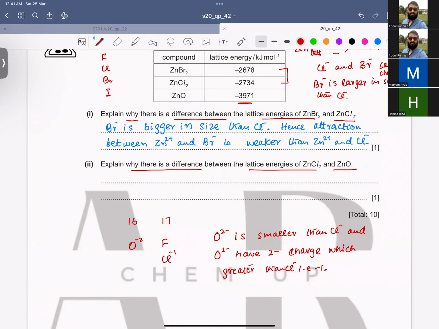the attraction between zinc 2 positive ion and oxide ion will be greater than zinc 2 positive ion and Cl negative ion. Is this clear? So you may write that oxide ion is smaller in size than Cl negative.